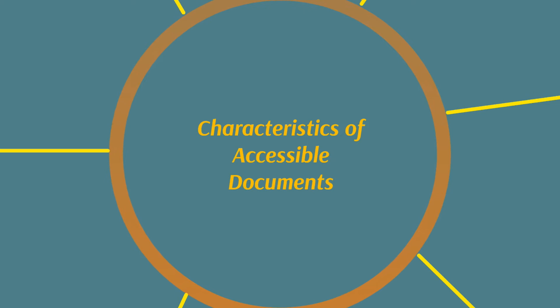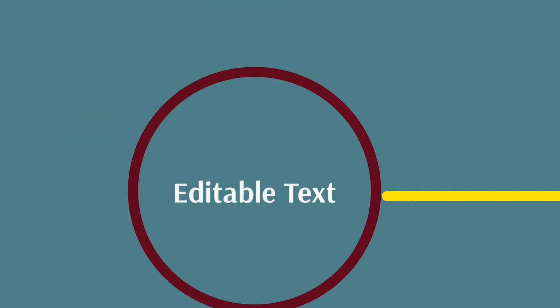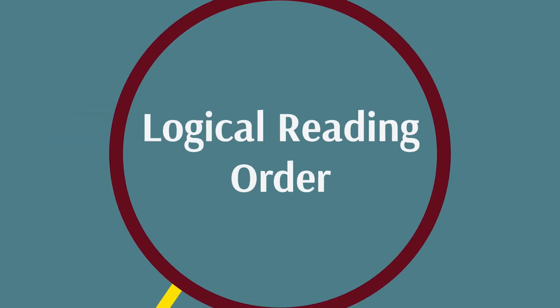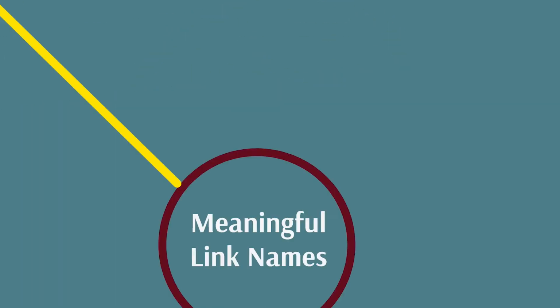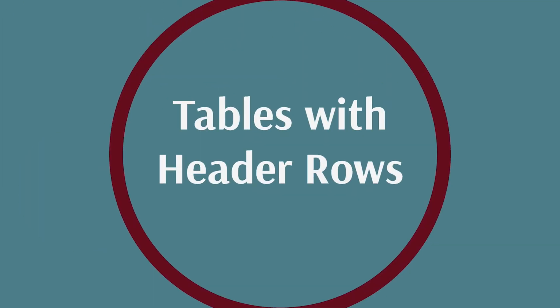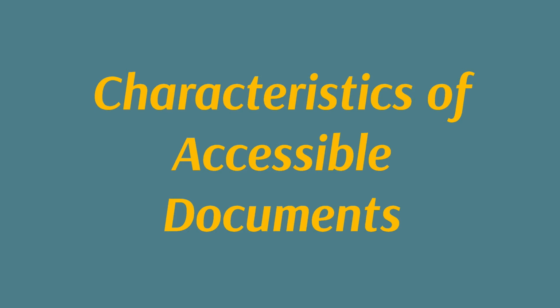Accessible instructional documents possess certain key characteristics, namely text that is editable, proper heading structure, logical reading order, alternative text for images, meaningful link names, and tables with header rows. These characteristics are crucial in order for a blind student to be able to easily navigate, read, and understand the content with screen reader software.